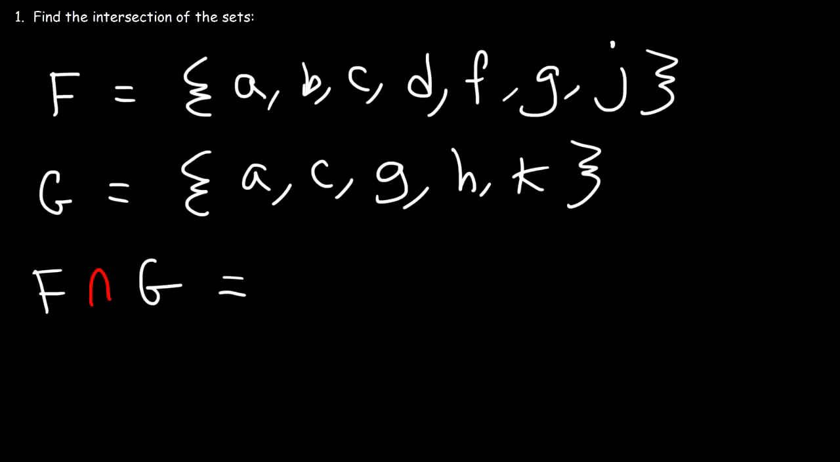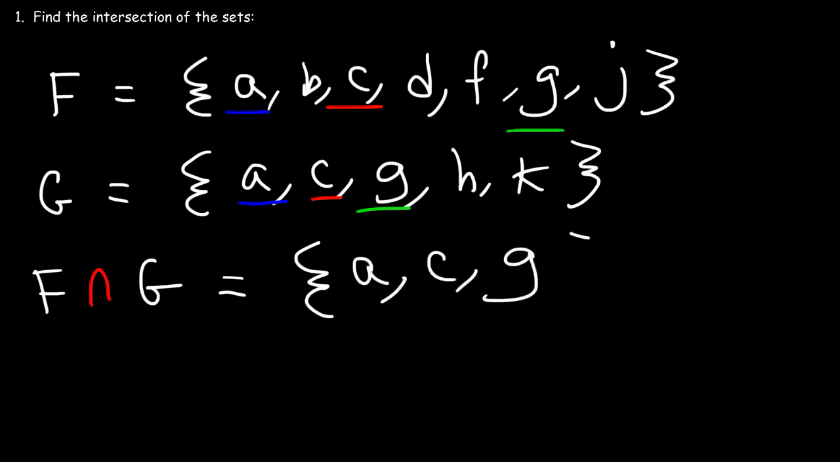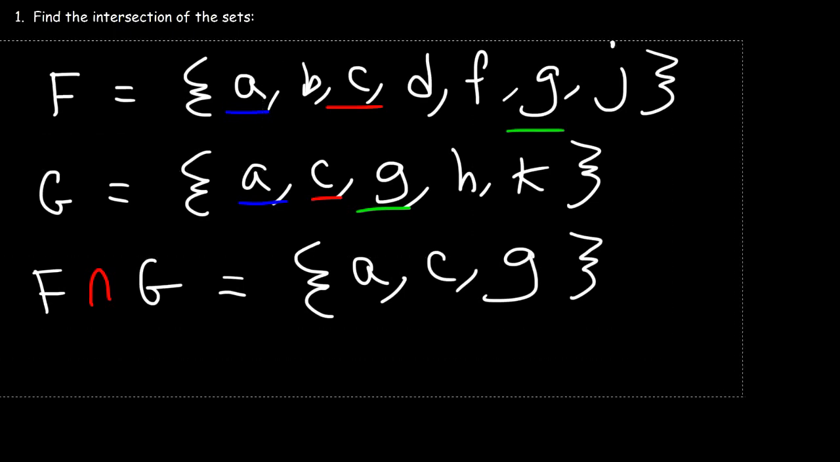So let's see which elements are shared between both sets. So both sets contain element A, element C, G, and that is it. So the intersection of F and G is going to be A, C, and G. So as you can see, finding the intersection is pretty straightforward. But now what about this particular example?